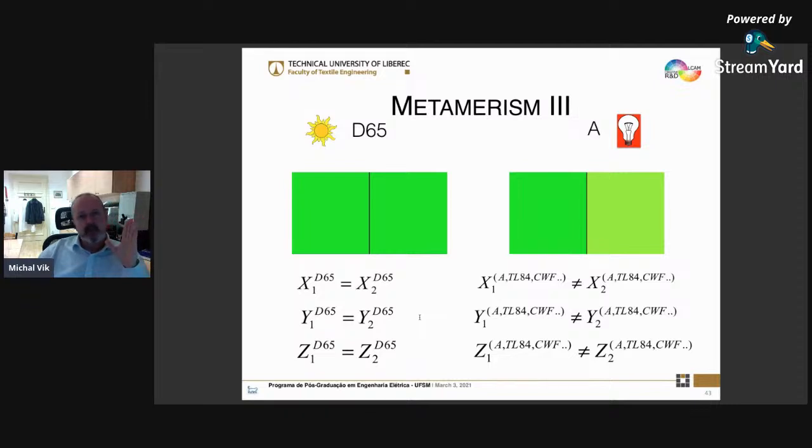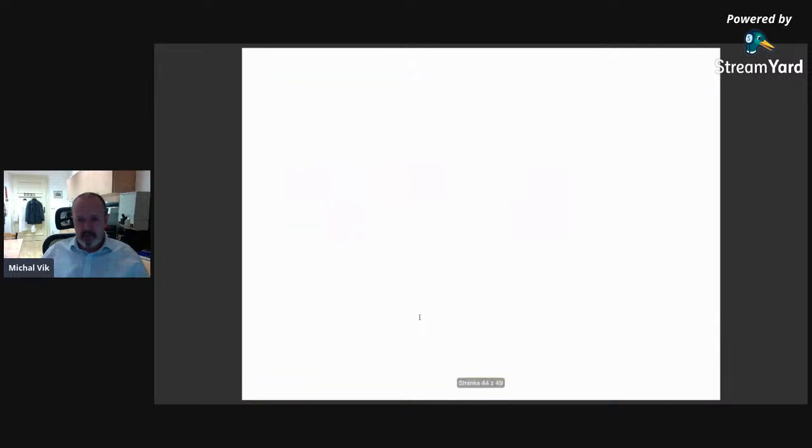That means our stimulus is generally the result of the integral under the area of the spectral power distribution of the spectral stimuli. If I change the light source, of course, this distribution will change, and as a result, we will have this non-equivalency between XYZ values, and we can see different appearance of both samples.